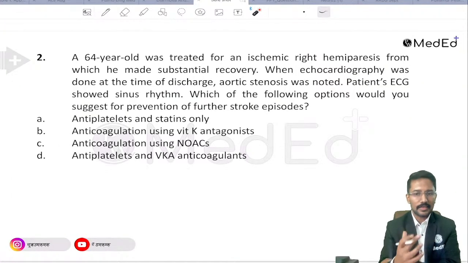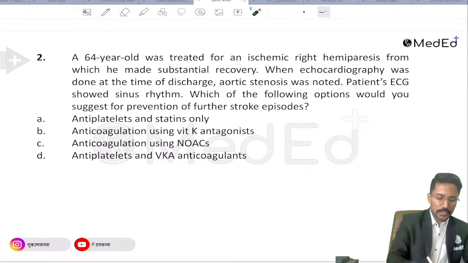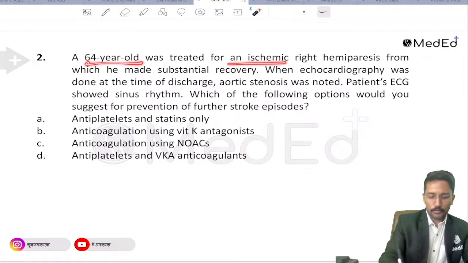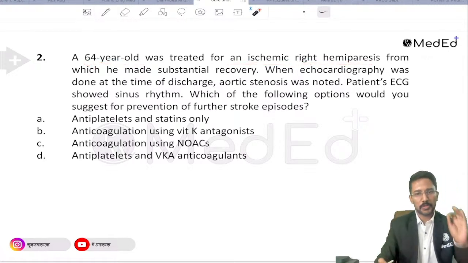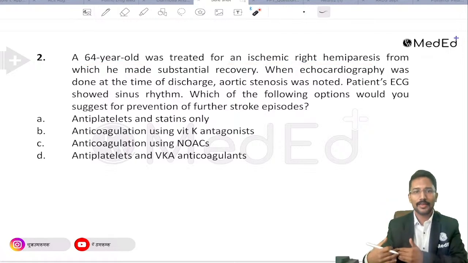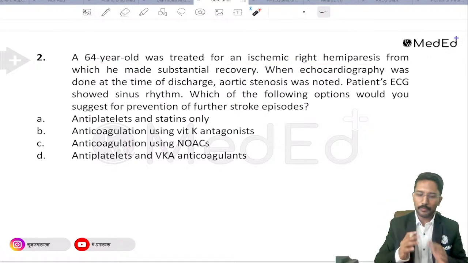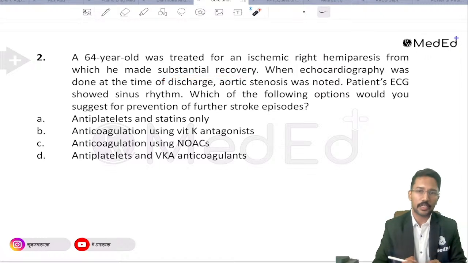Please pay attention. This is a little conceptual question. We have a 64-year-old who was treated for an ischemic right hemiparesis. So this patient had a stroke. He had developed right-sided hemiparesis. He has now luckily made good recovery. He has made a substantial recovery.